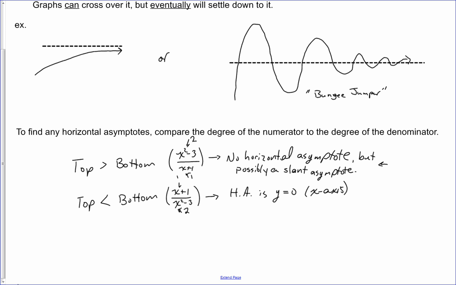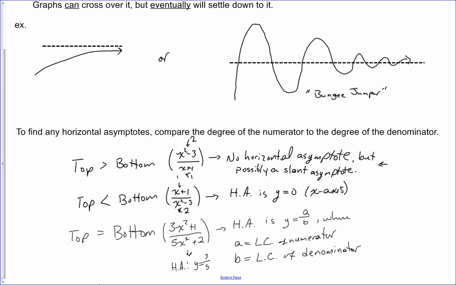All right. Now, the third way you can get a horizontal asymptote is if you look at the top and bottom, and the top degree equals the bottom degree. As in this case, both the top and the bottom have a degree of 2. 3x squared plus 2 over 5x squared plus 1. So they both have a degree of 2.